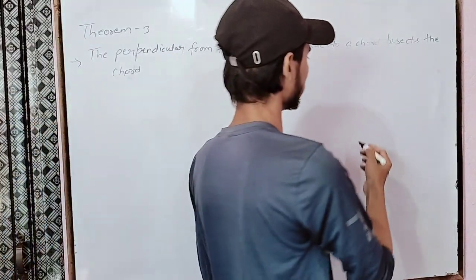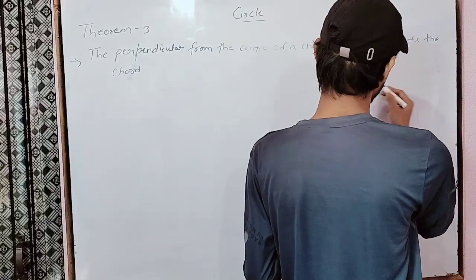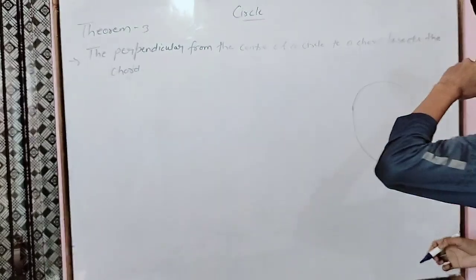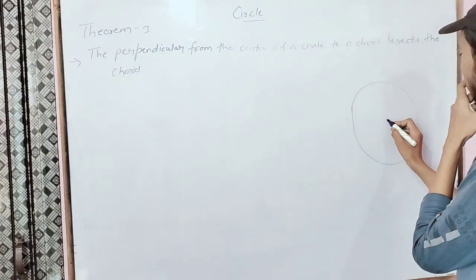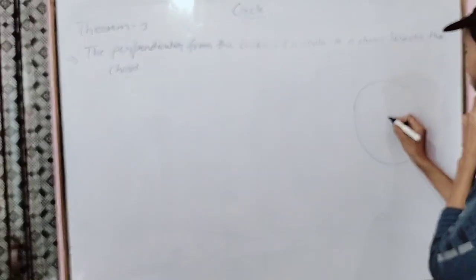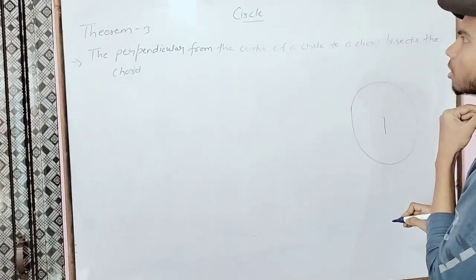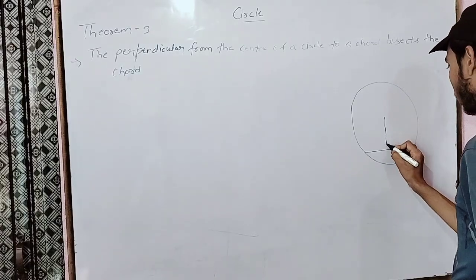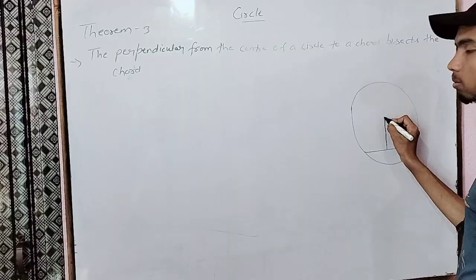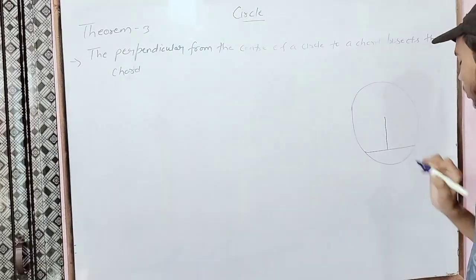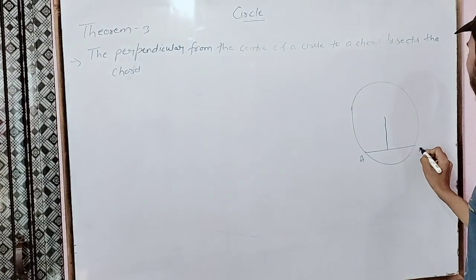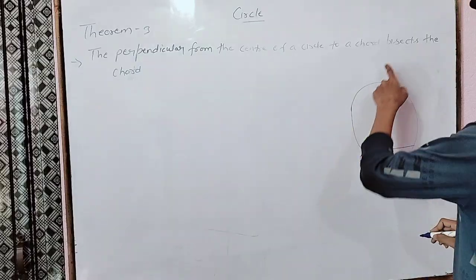Let's draw a figure of a circle. A perpendicular is coming from the center of the circle to the chord. Let's say this is a chord, and this perpendicular is coming from the center to the chord. This is A and this is B, this is O.